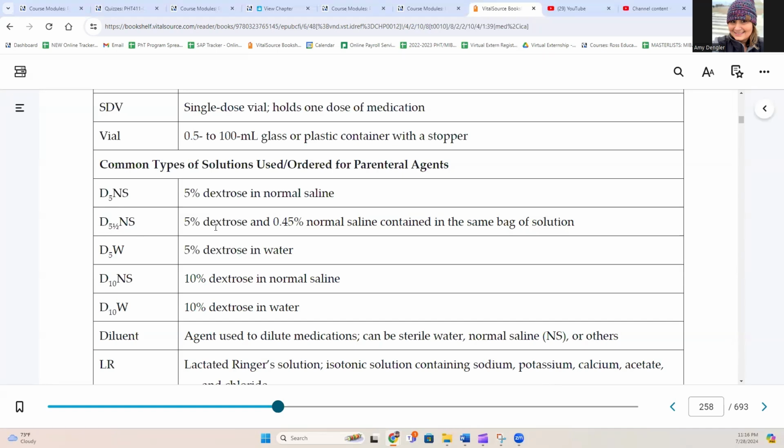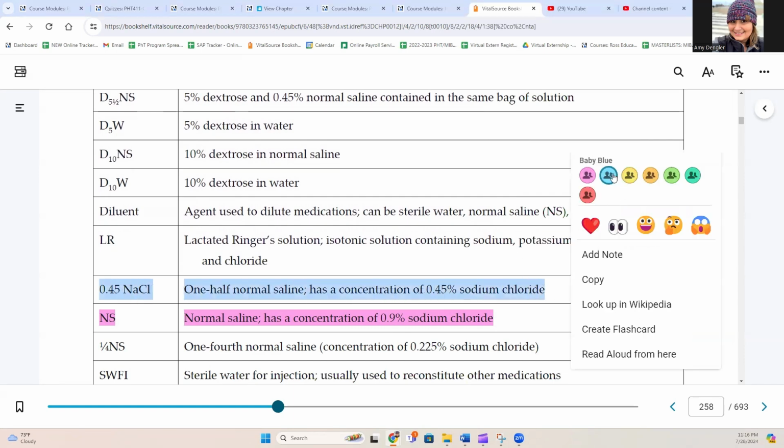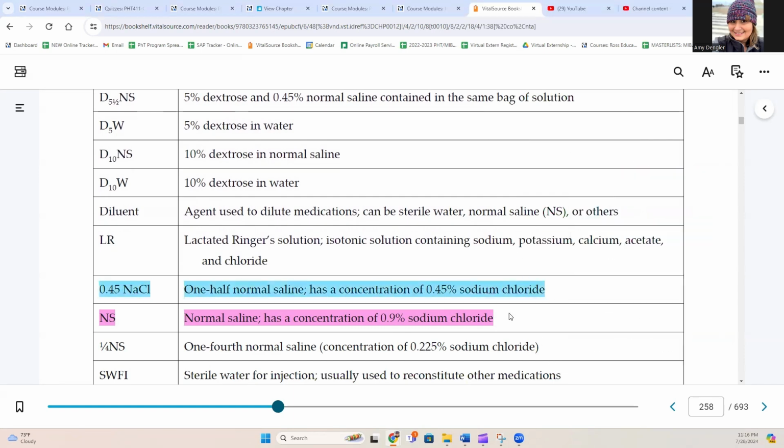D5, 1/2 normal saline. So that's 5% dextrose and 0.45% normal saline. And then we have normal saline, which is 0.9% sodium chloride. So that's a very important one to know and memorize. And then also this one right here, which is 1/2 normal saline. So if you divide 0.9 in half, you get 0.45%, and that is where that percentage comes from.